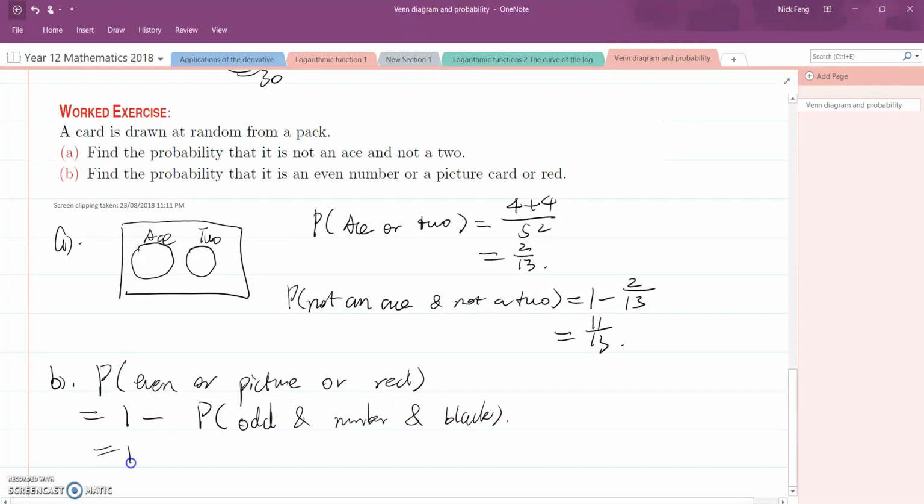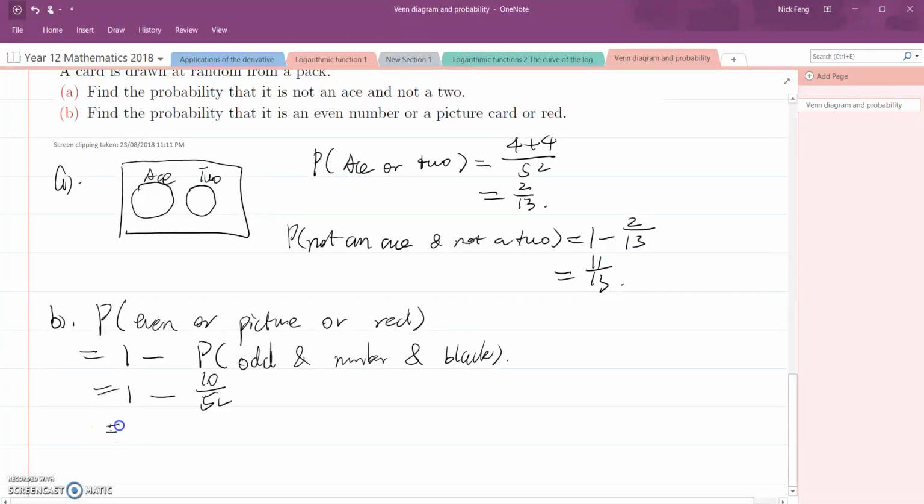So how many of them in this case? Basically, it's just 1, 3, 5, 7, 9, in both spade and club. Because odd number card and black. In other words, that is 10 out of 52. That is 1 minus 5 on 26. That is 21 on 26.